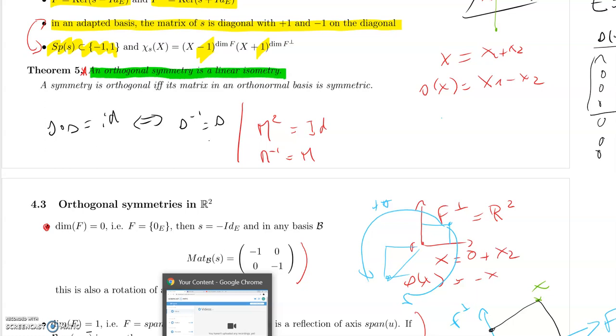An orthogonal symmetry is a linear isometry, and we could find its representing basis, and we get a bit further by saying a symmetry is orthogonal if and only if its matrix in an orthogonal basis is symmetric. So assuming you have a symmetry, you know that you have M squared equal to the identity, and so M inverse is equal to M.